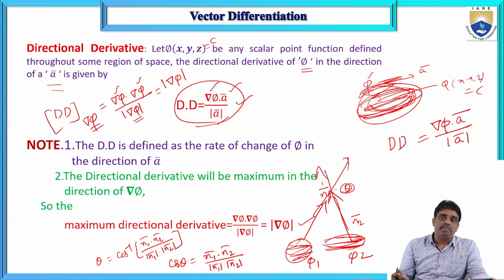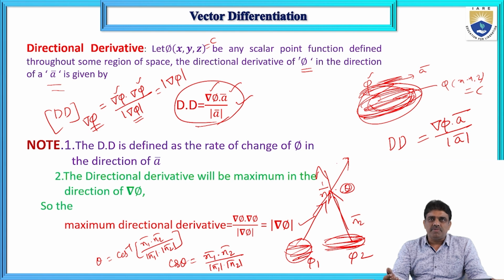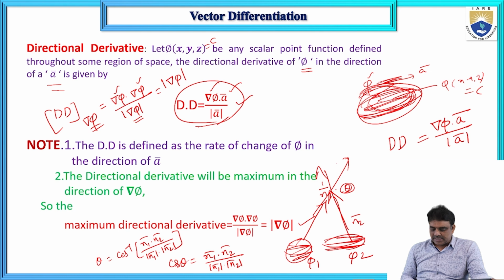So there are several applications of the gradient. Gradient is nothing but the rate of change of phi, and its physical interpretation is the normal vector to the surface. Directional derivative means the rate of change of phi in the direction of a. Now we see some examples: how to find the directional derivative, how to find the normal vector and unit normal vector, how to find the maximum directional derivative, and how to find the angle between the two vectors. So these examples we see now.